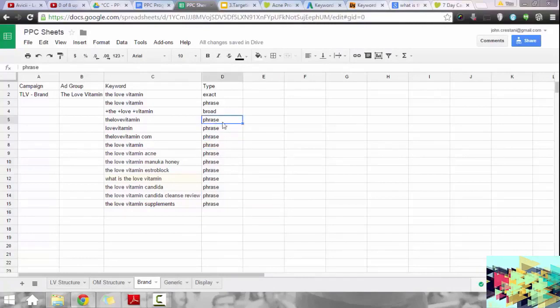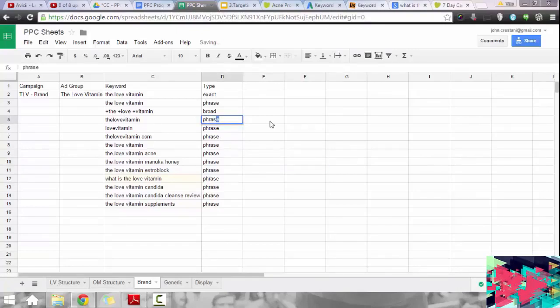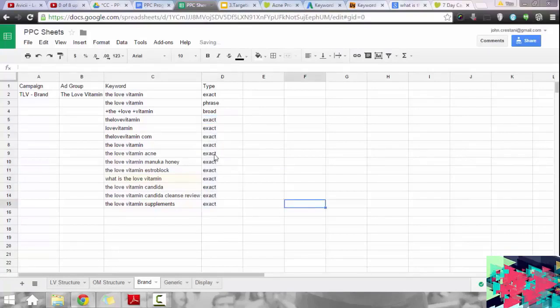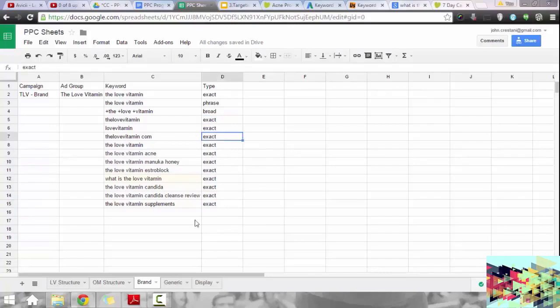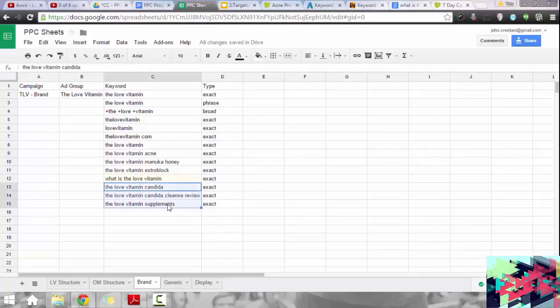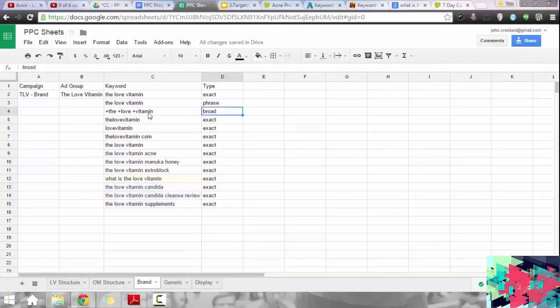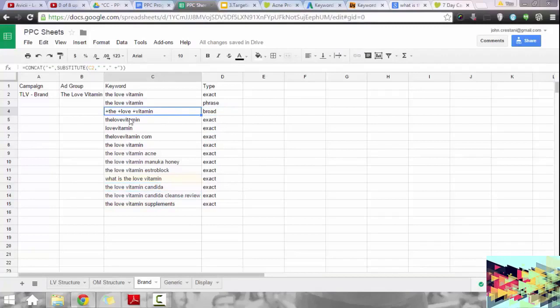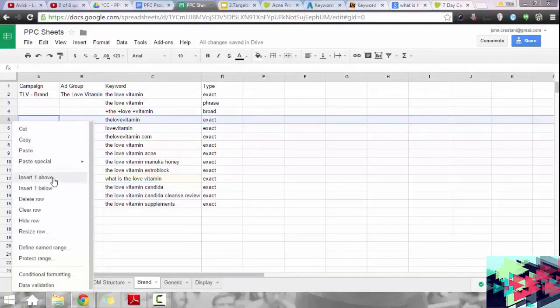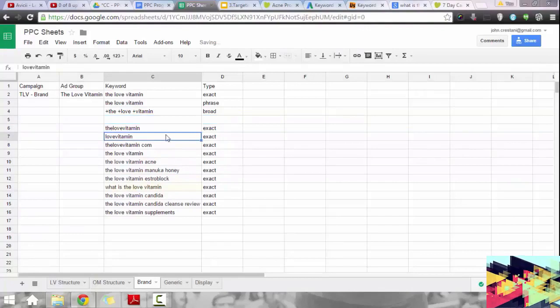So there we go. I sometimes go back and forth about whether I want these in phrase or broad. You can test it out for yourself. But this is pretty good. And if we want, I could just put these all in exact match, and we could kind of let it go like that. Some of these aren't going to get very many phrase match search terms, but keep in mind the love vitamin in broad is going to get a lot of the search volume right there.